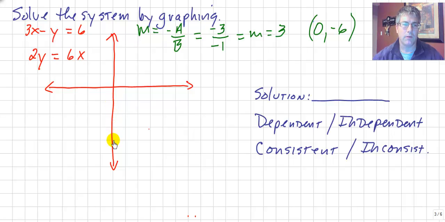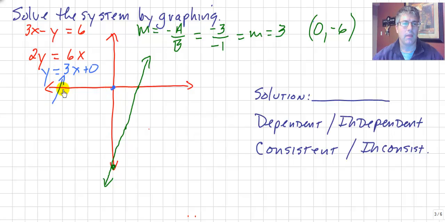So 1, 2, 3, 4, 5, 6, and it's got a slope of 3, so rise 3, run 1, rise 3, run 1, and there's the graph of our line. Second equation, we will go ahead and divide by 2. It's really close to slope-intercept form. We get y equals 3x plus 0. So the y-intercept is there.